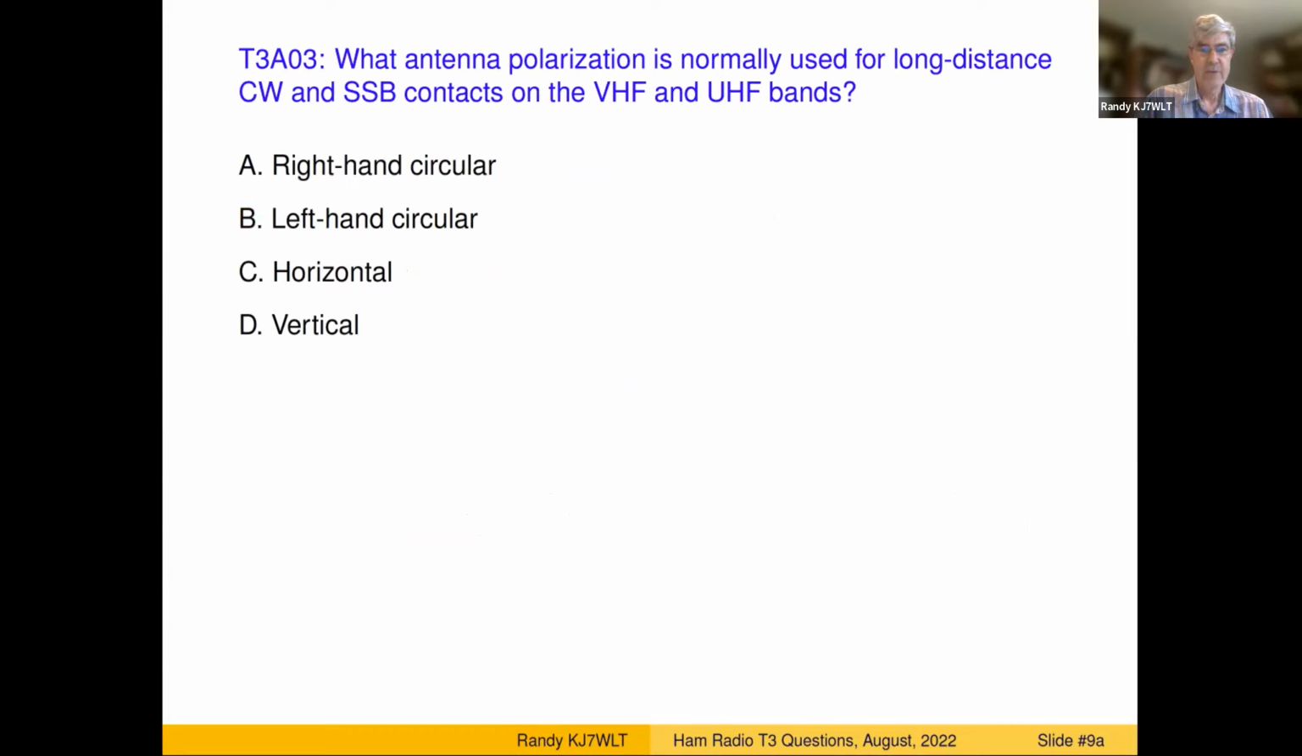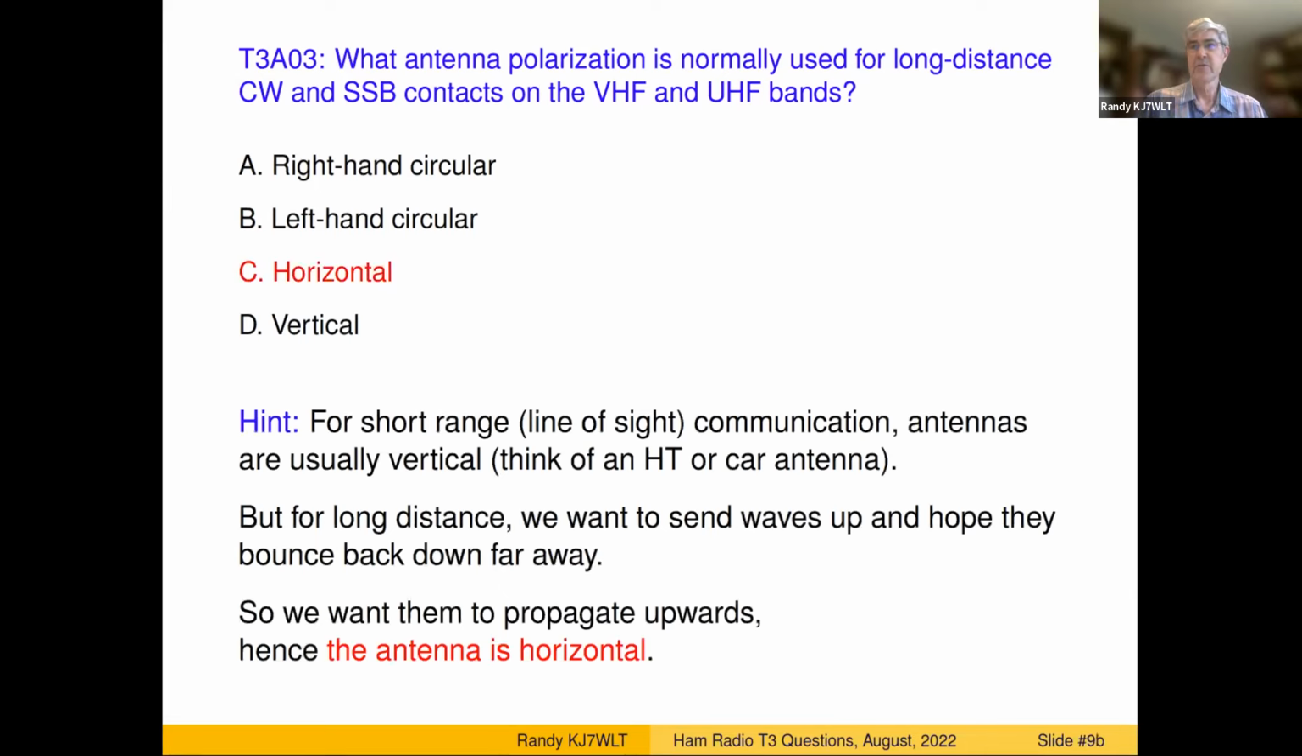But then this question: what antenna polarization is normally used for long distance CW, which is Morse code, or single sideband contacts on the VHF and UHF bands? Well, first of all, since we've been talking about horizontal and vertical polarization, you can ignore the first two, and it's going to be either horizontal or vertical. And I just said that usually we use vertical antennas for UHF and VHF, but that's for short range communication where we're trying to send the wave straight out to someone who's just down the road or across the lake or something.